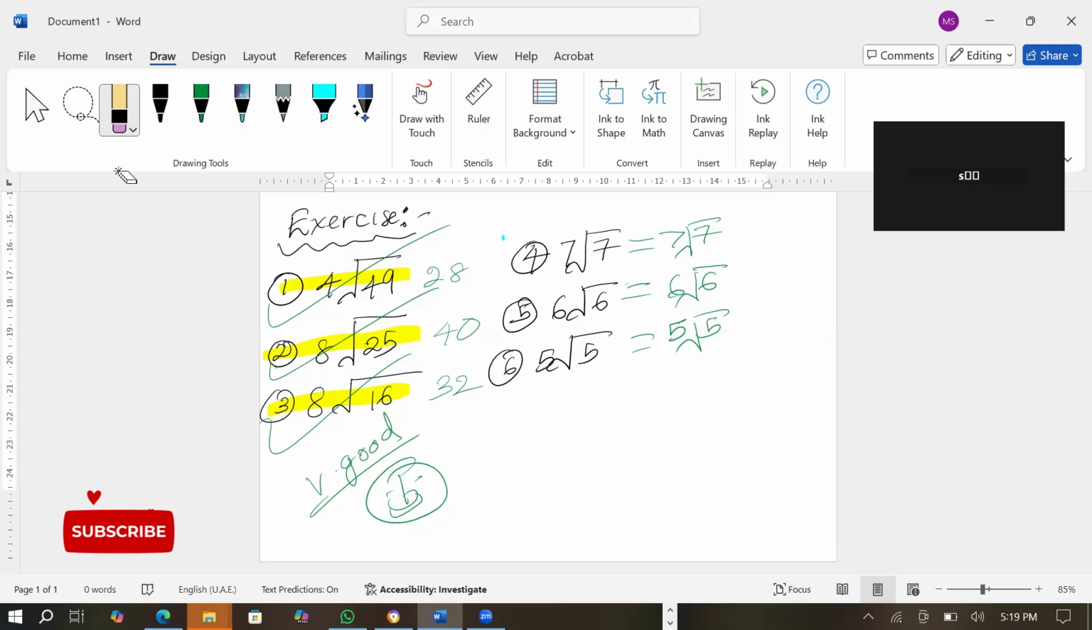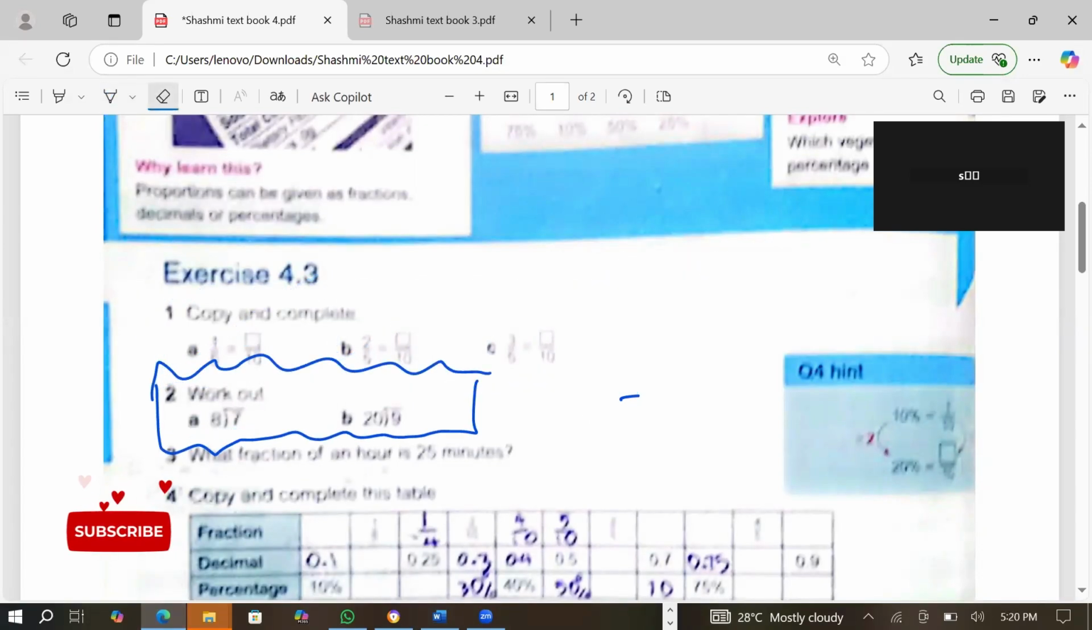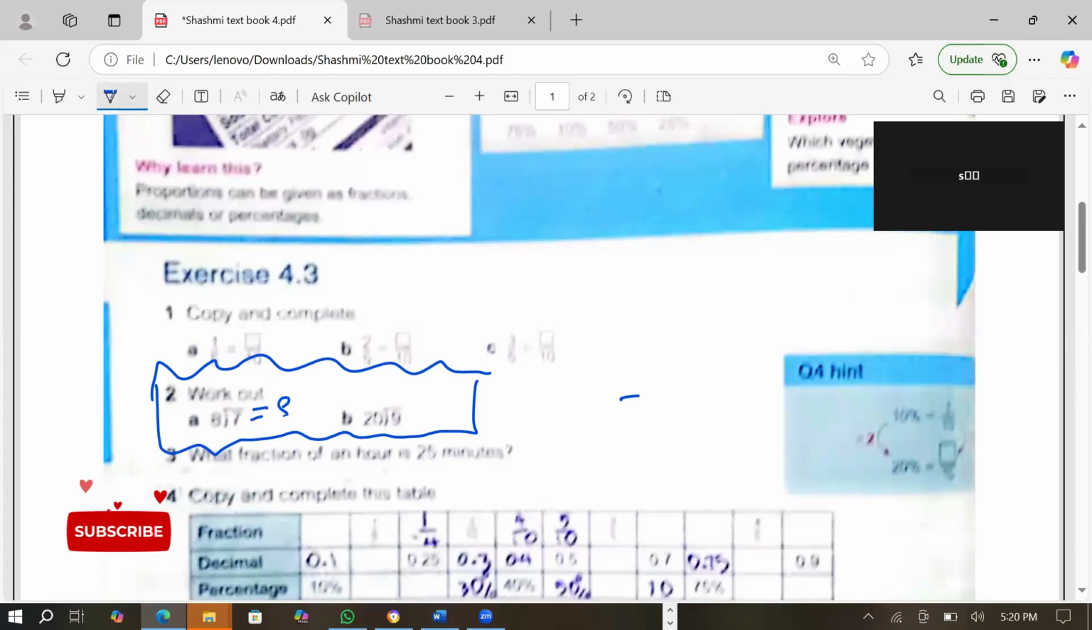Yes. Okay. Now I need you to write the answers for the second question of the textbook. Teacher, in the second question, there is also 8 root 7 there. So how to write that? 8 root 7? The same one. Why? Root 7 is not a perfect square number. What about B? It's there.